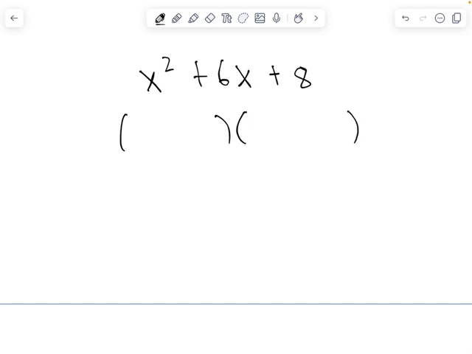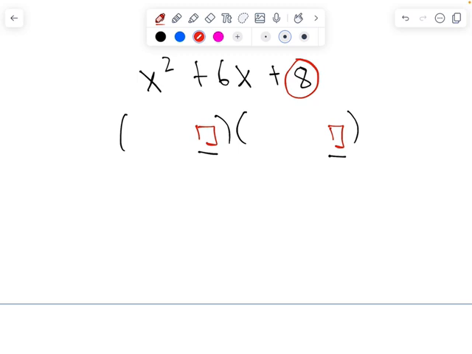we know that the number here and the number here, when I multiply those two numbers together, I need to get this number 8. So that gives us a few possibilities, and usually we write them out like this: 1 and 8, 2 and 4, -1, -8, -2, -4. And we would test these different possibilities and see which one would work.